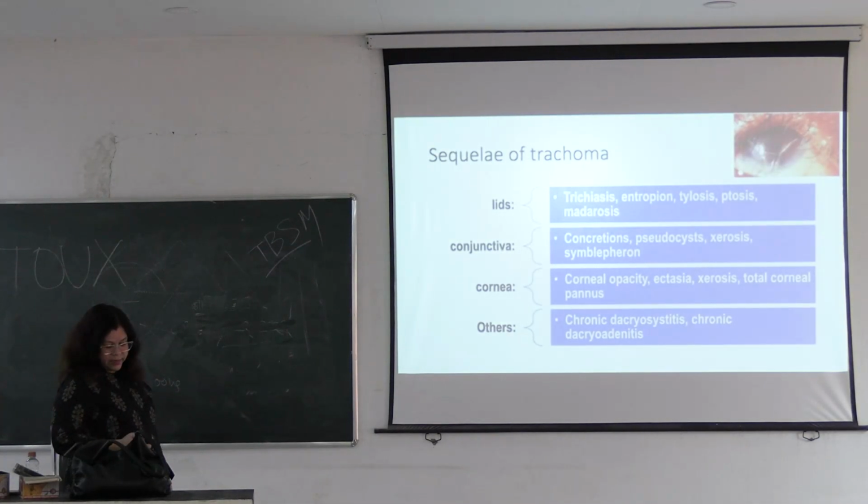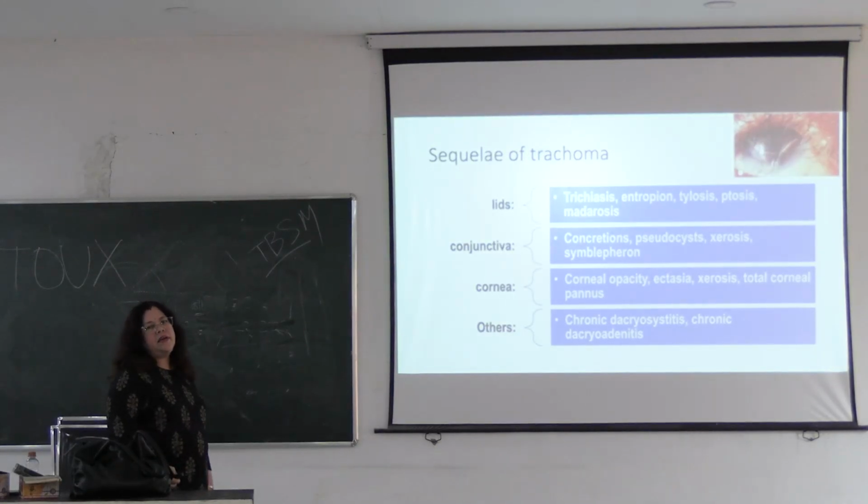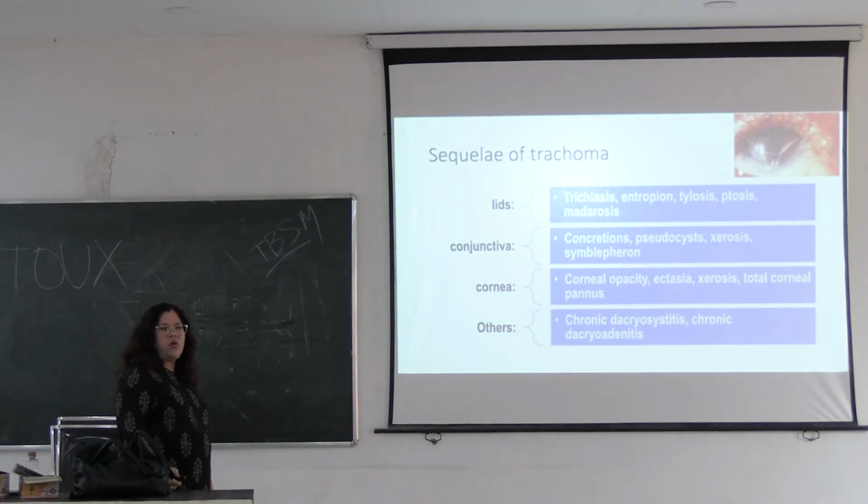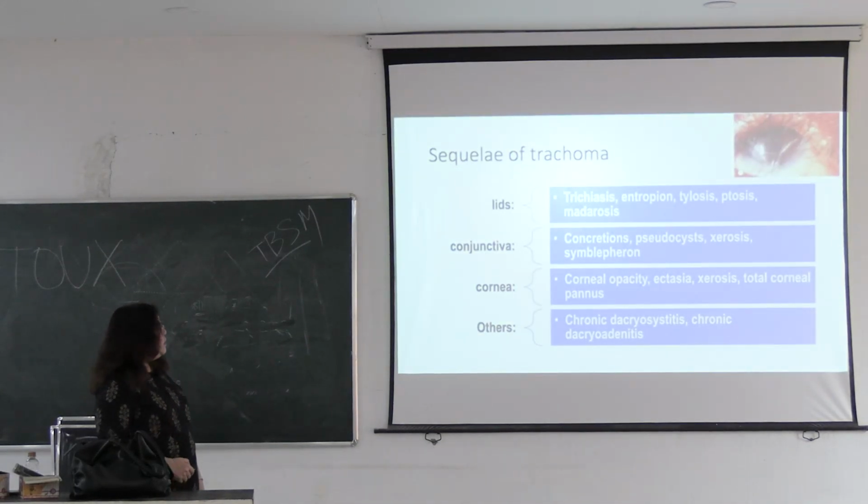And other complications: it affects the surrounding structures. It affects the lacrimal sac and causes chronic dacryocystitis, and when it affects the lacrimal gland, it causes chronic dacryoadenitis, that is, the inflammation of the lacrimal gland. So these are the sequelae.